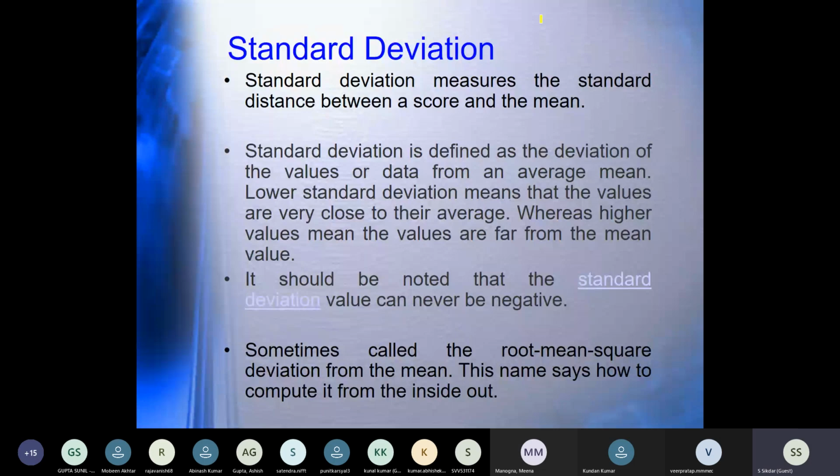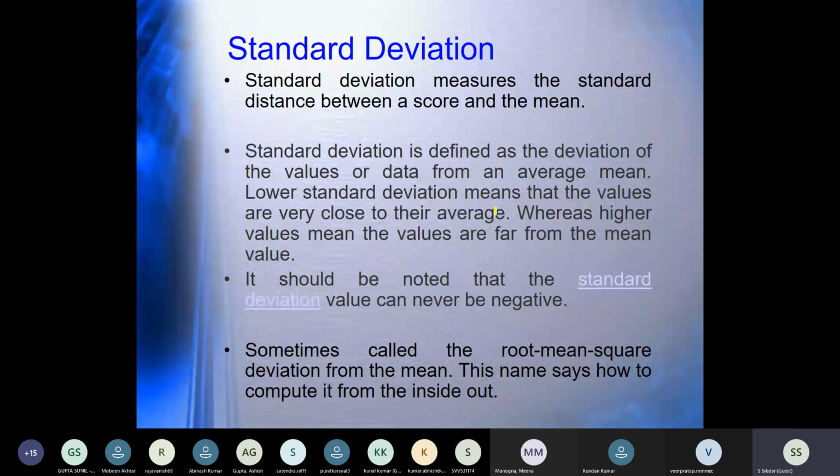The formal definition is that standard deviation measures the standard distance between a score and the mean. It is defined as the deviation of the values or data from an average, the mean. Now, if the value of the standard deviation is smaller, that means the values are very close to the average value, close to the mean value. That means they are not very dispersed, not very wide, not scattered.